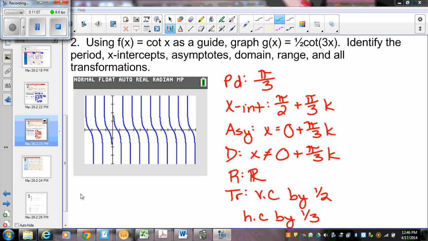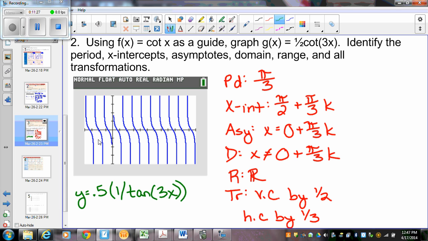So hopefully you got a graph that looks like this. If you weren't quite sure how to type cotangent in to graph it, you could have done y equals 0.5 times 1 divided by the tangent of 3x. That's exactly what you would have typed in your calculator, and hopefully your graph looks like this. If you kept your window exactly the same, then you should be able to find all of these things relatively easily. The period, remember, is going to be pi divided by your coefficient in front of the x, so my period is pi over 3.